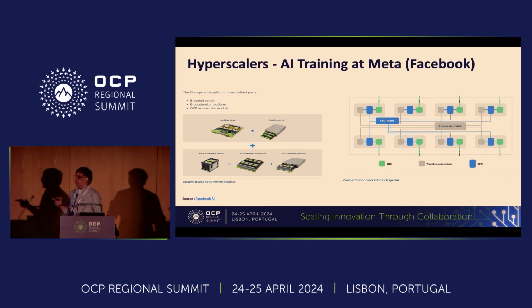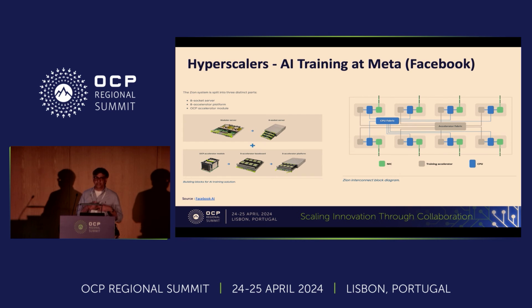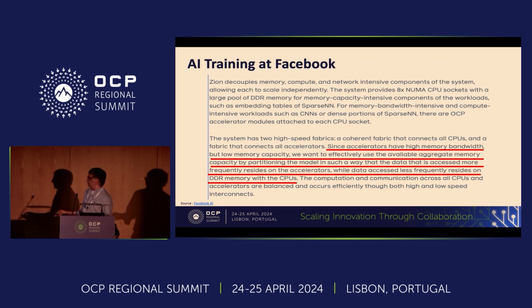So if you look at the OAM itself, it doesn't have a mechanism for including memory. And I just threw in this example to show you how things are being done at Meta using the accelerator fabric, which is the OAM modules. And they specifically say, we will use whatever cache there is on these accelerators, but we go out to the host memory for any larger storage.